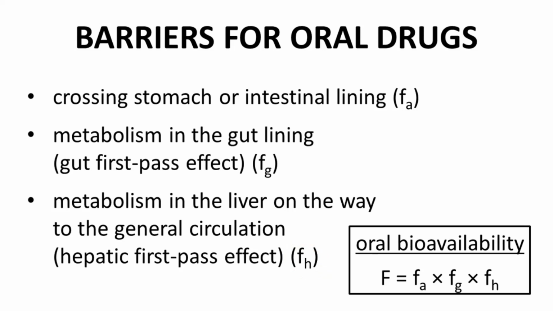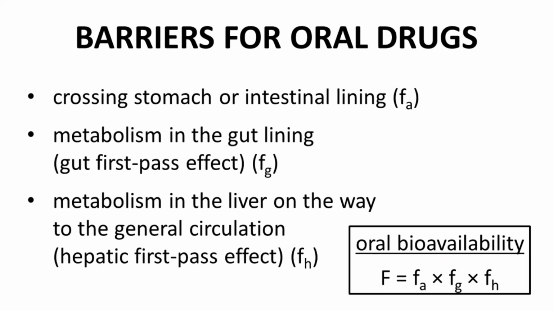All these factors may reduce the amount of an oral dose that ultimately reaches the general circulation and can be detected in a patient's plasma. In theory, if you know the values for Fa, Fg, and Fh, then you can multiply those fractions together to calculate a new F. This capital F is called the oral bioavailability and represents the fraction of drug administered orally that actually reaches the general circulation.